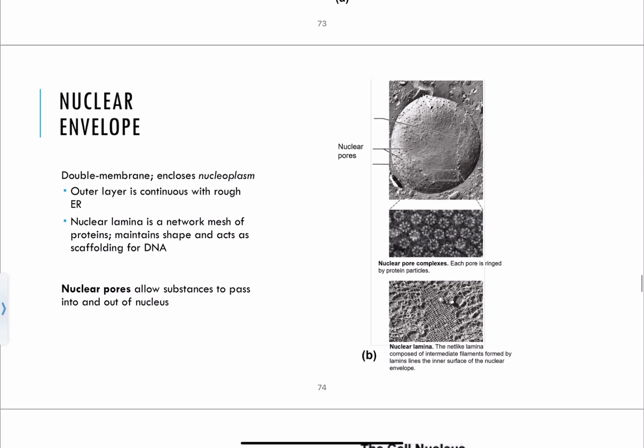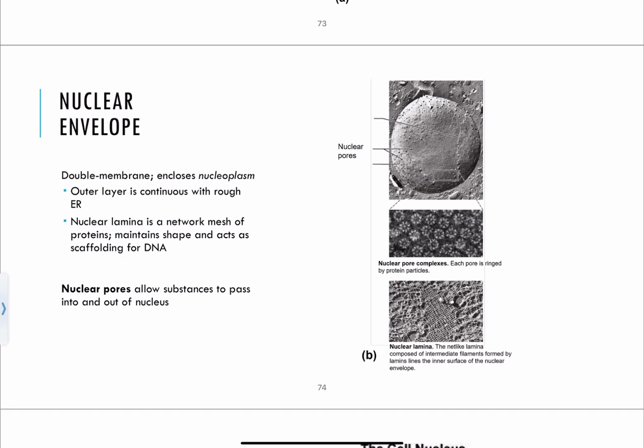So let's first talk about the structure of the nuclear envelope. It's a double membrane, just like we saw with the mitochondria. It's going to enclose what we call the nucleoplasm, because this is our fluid within the nucleus. So this is distinct from the cytoplasm. The outer layer of the double membrane is continuous with the rough endoplasmic reticulum, which is why the nuclear envelope is a component of that endomembrane system.